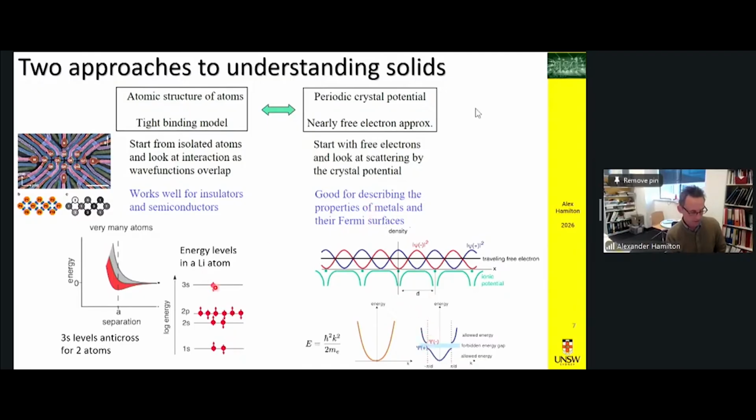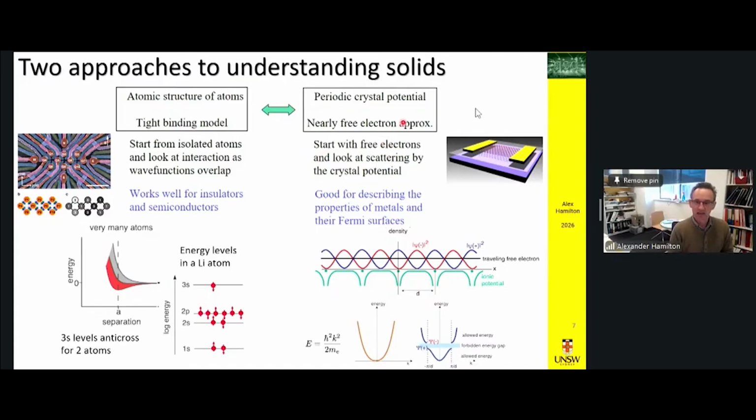So it's very similar to the picture that's drawn up from tight binding, but you're just starting instead with a free electron and then adding a periodic potential to it and scattering off that potential. And so this approach is very good for describing metals and their Fermi surfaces and semiconductors. But they're both two approaches to describing the same thing. What are the properties of electrons in a periodic lattice?